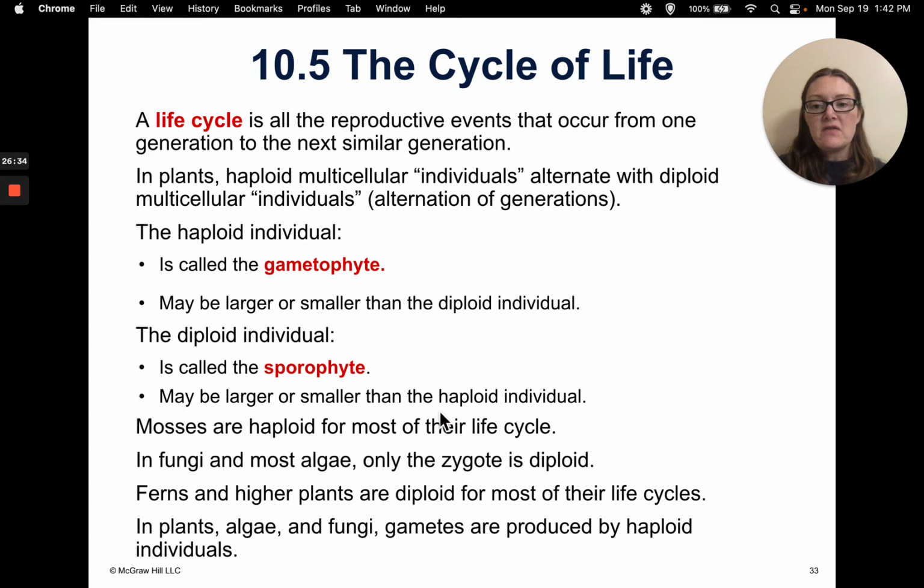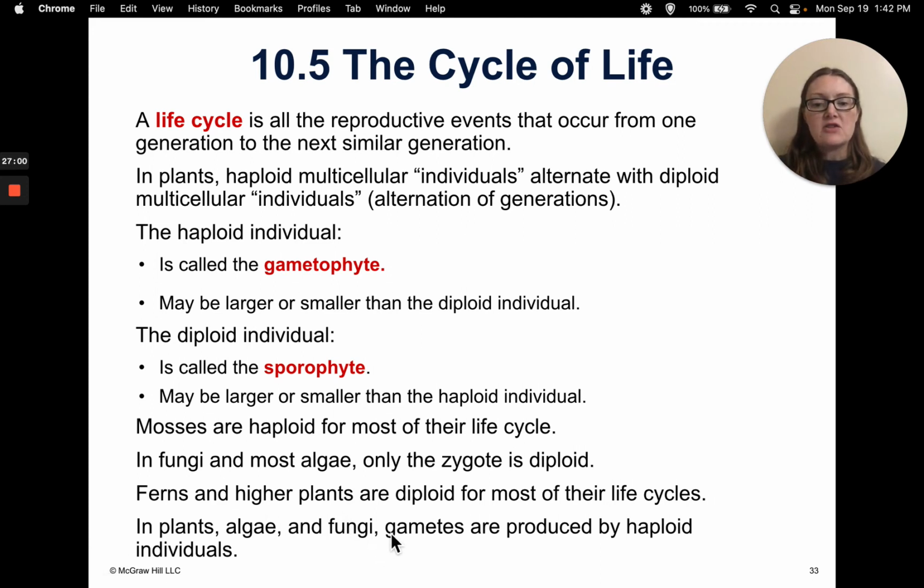The diploid individual may be larger or smaller than the haploid individual. And mosses are haploid for most of their life cycle. In fungi and most algae, only the zygote is diploid. Ferns and higher plants are diploid for most of their life cycle. Again, keeping in mind that diploid means a full set of genetic information, so in humans, 46, and haploid means half the set of information.